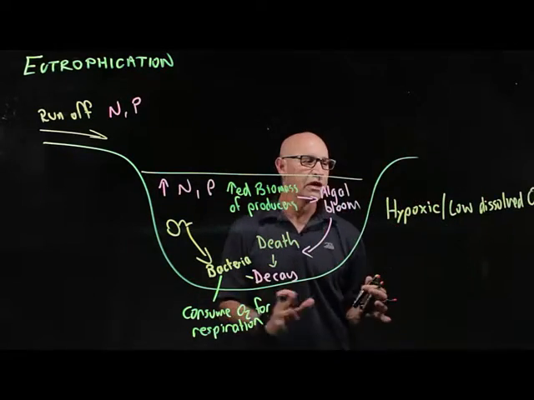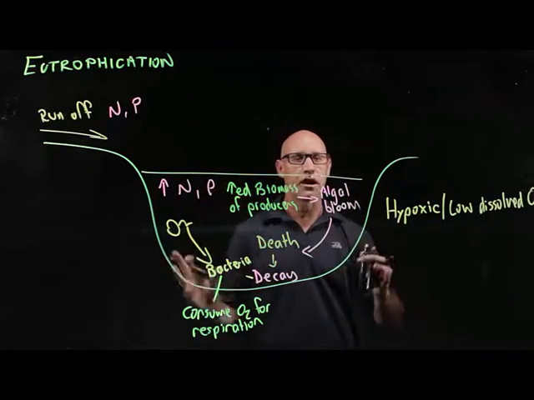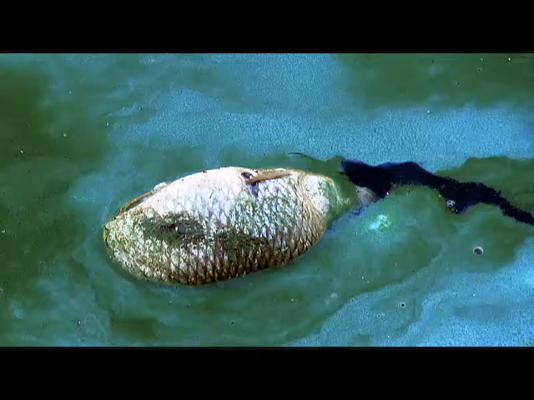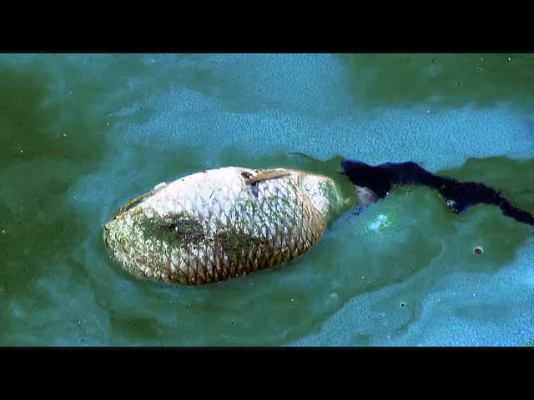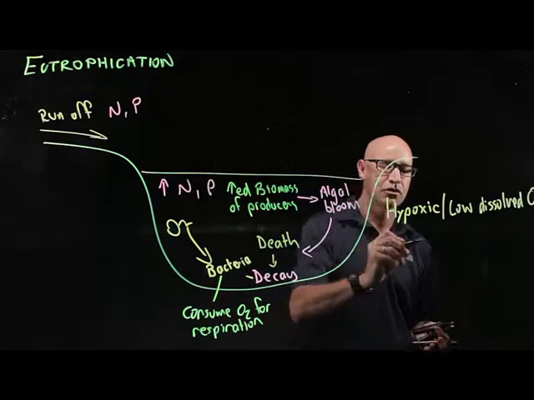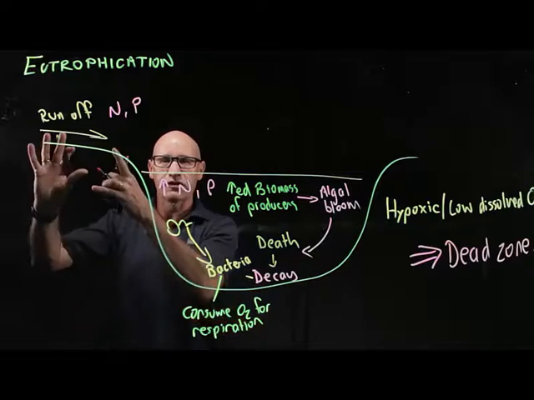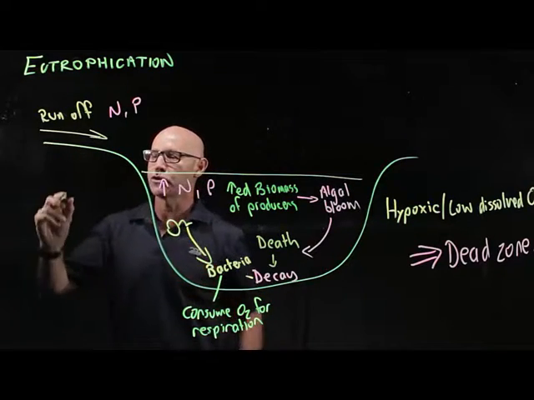And then of course, if we've got low oxygen, our consumers that require respiration, so the fish, etc., they can't survive where there's low dissolved oxygen. So we end up with this thing called a dead zone. So I'll just step you through the steps one more time, at this time in a vertical flow chart.